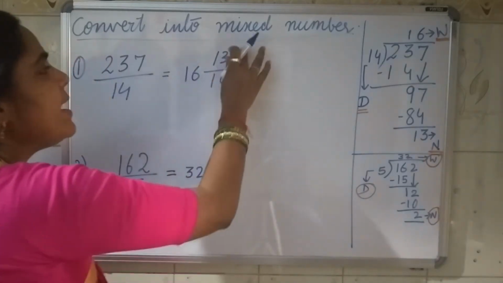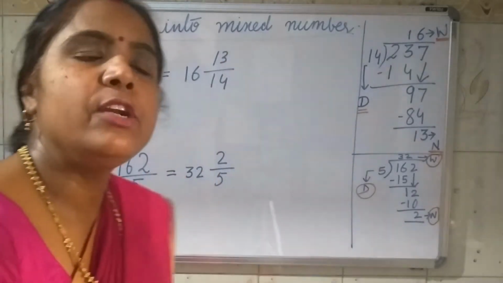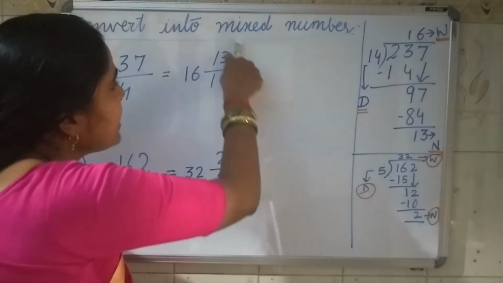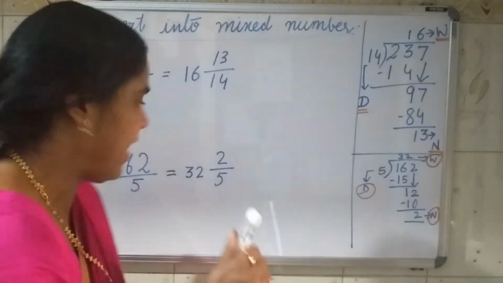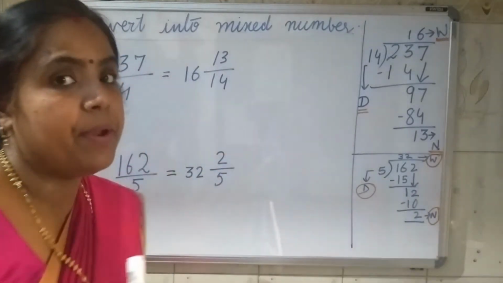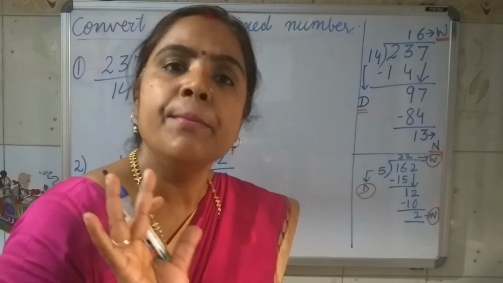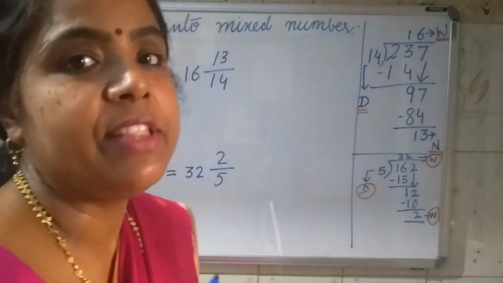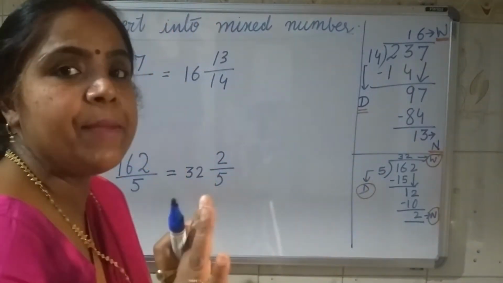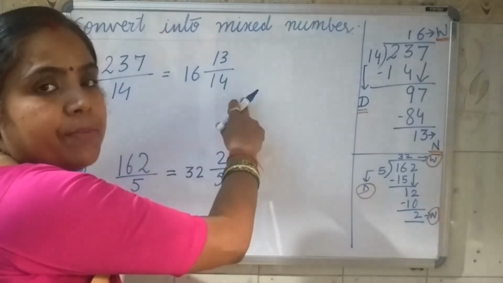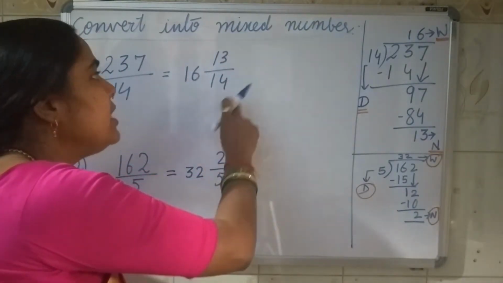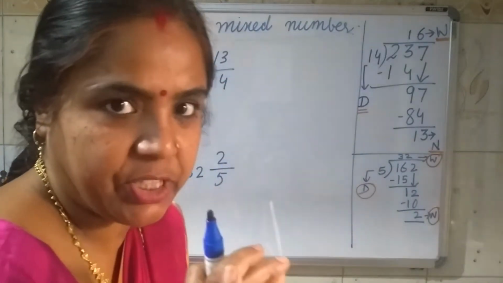You can see whenever you are converting into the mixed number, always the fractional part is a proper fraction. If it is not a proper fraction, it means you have made a mistake, something is wrong with your calculation. So please keep in your mind, when you are converting into the mixed number, this fractional part should be a proper fraction. Okay.